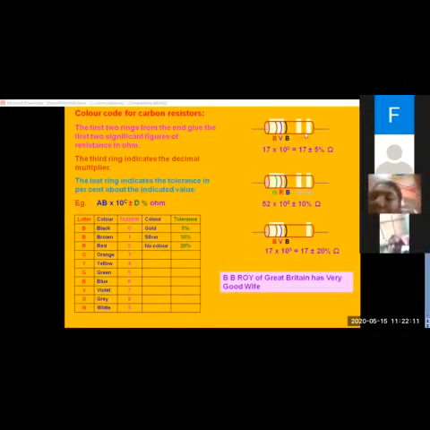Fourth ring, only 3 values. Gold means 5%, silver means 10%. If there's no color, it means you have to write it as 20%.